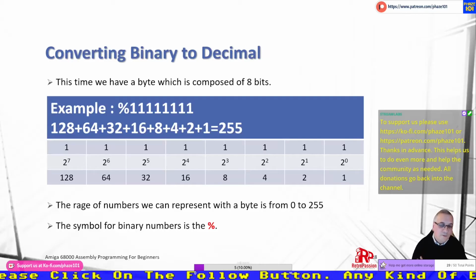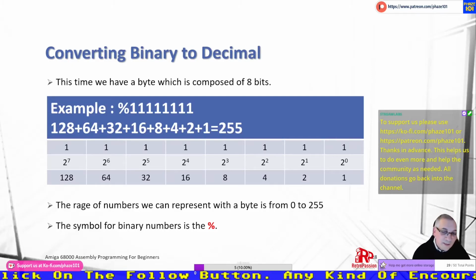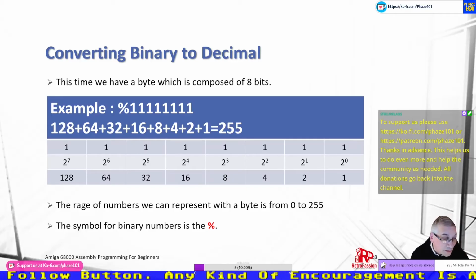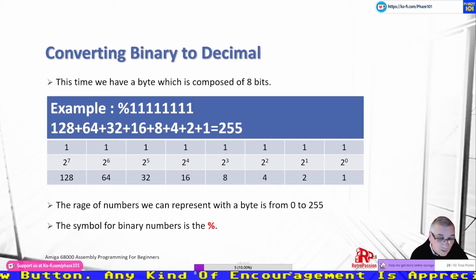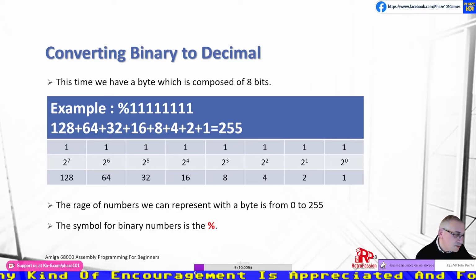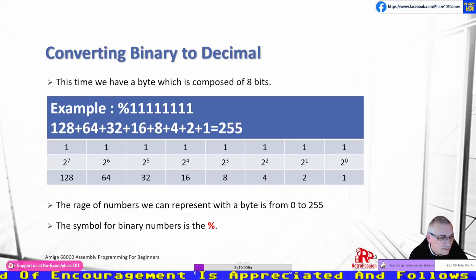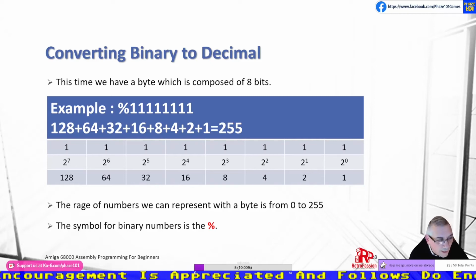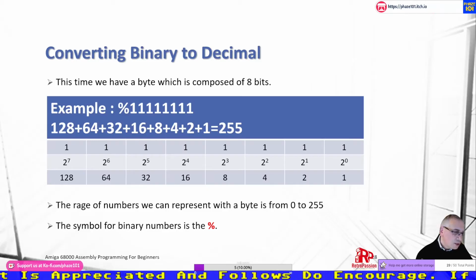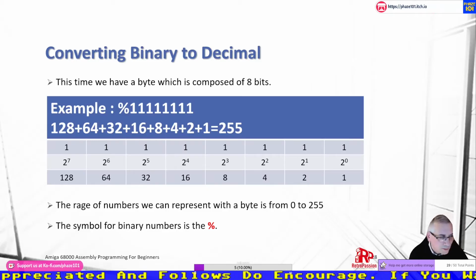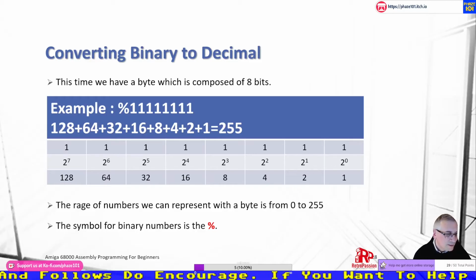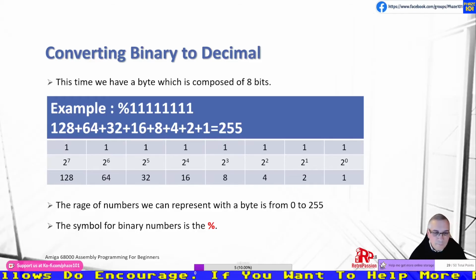The symbol for binary numbers is percent. I'm mentioning the percent because the 6502 also uses percent. The 68000 uses percent, but not the 8086. So I'm mentioning it to make it clear that it's not a standard in all CPUs, but in Motorola or most CPUs, they are the same.